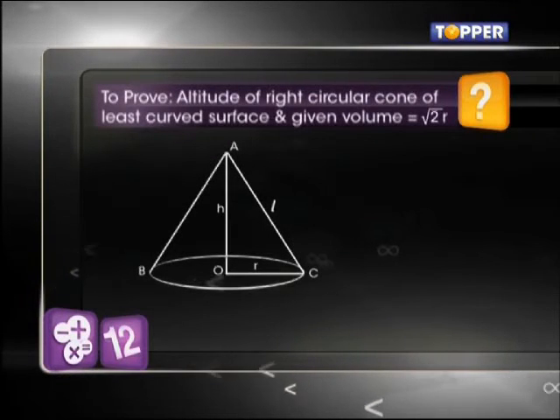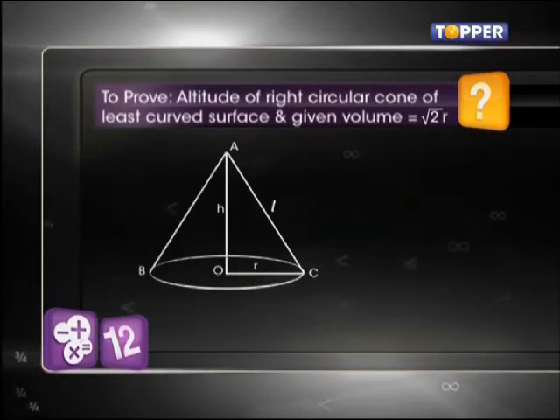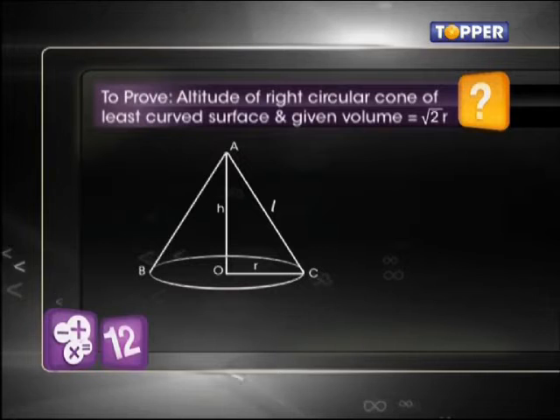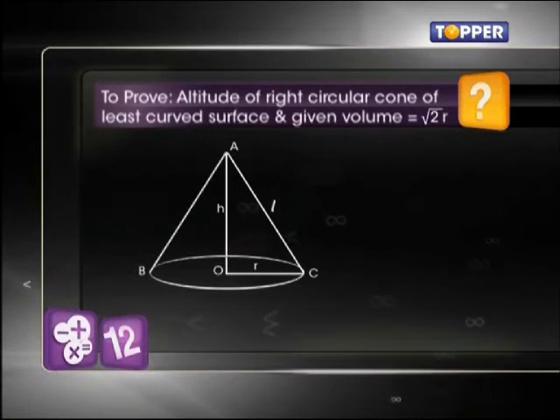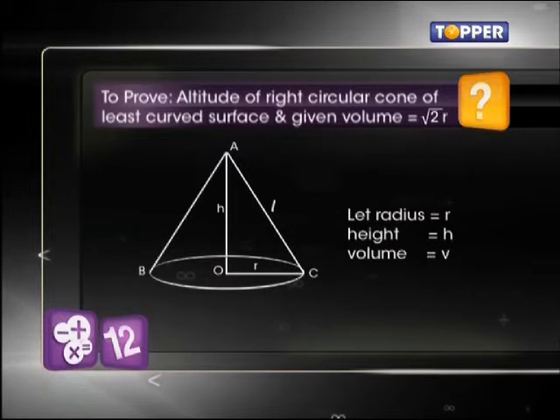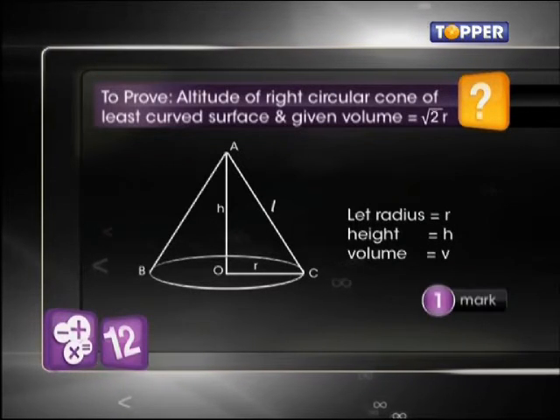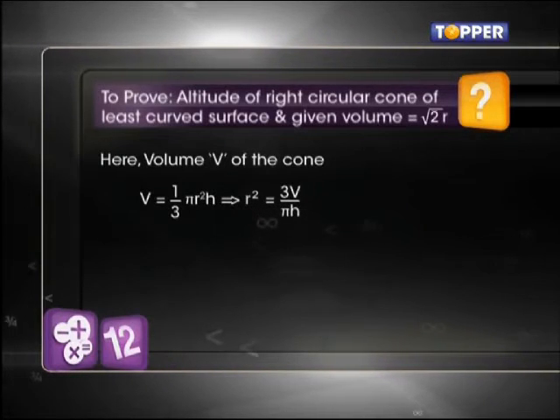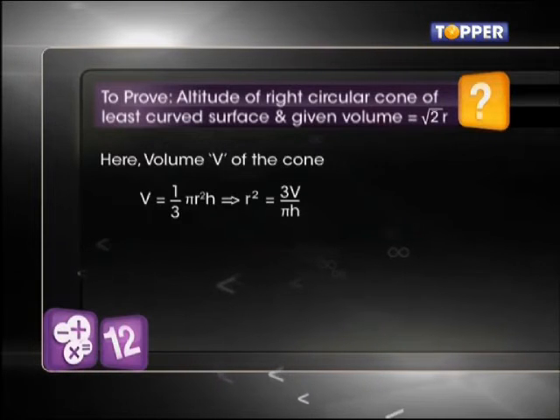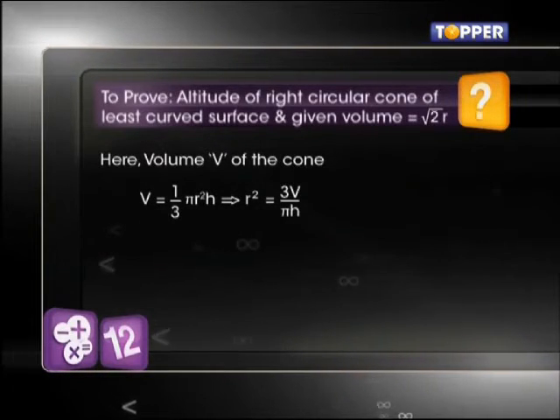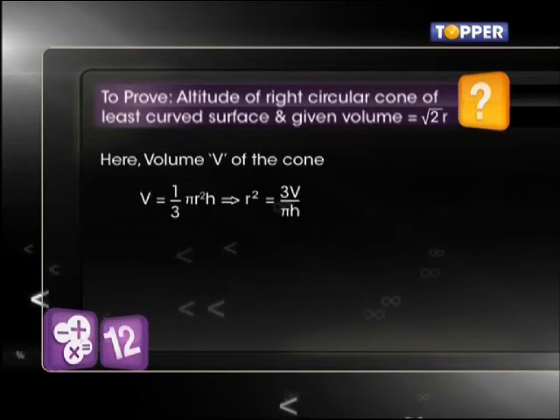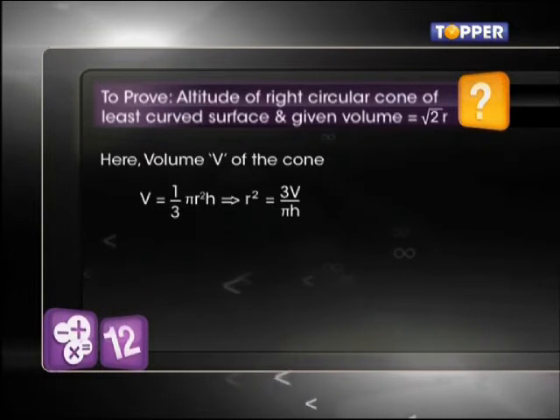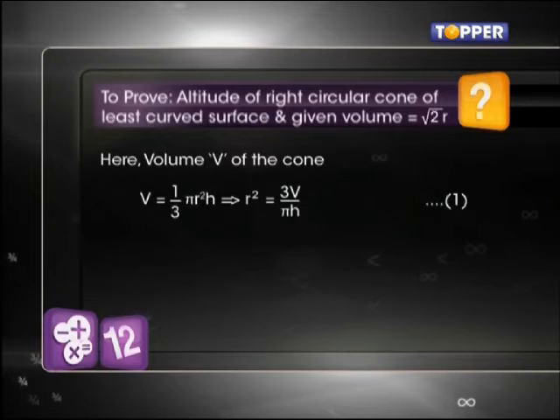Here, since the volume of the circular cone is given, it means it's constant. We need to prove that the altitude is equal to square root 2 times the radius for a least curved surface area. So, let the radius, height and volume be r, h and V respectively. We already know that the volume of the cone is 1 upon 3 pi r square h. Now, we need to prove the relation of r and h with V as a constant. So, r square is equal to 3V upon pi h. This is the first equation.